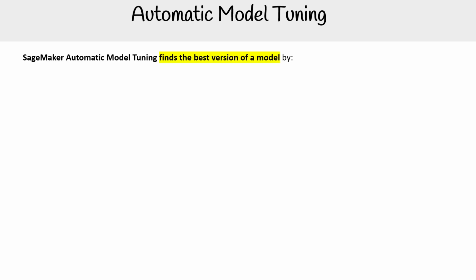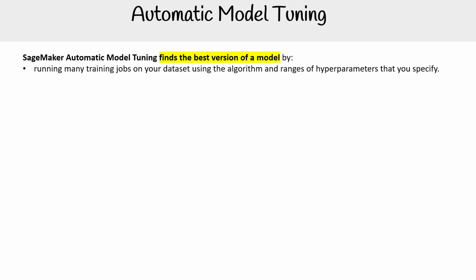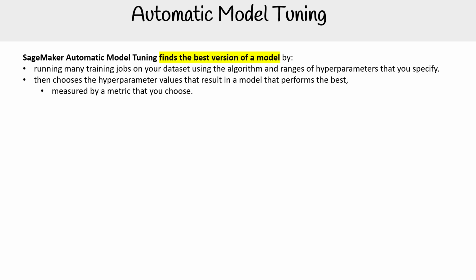So SageMaker Automatic Model Tuning finds the best version of a model by running many training jobs on a dataset using the algorithm and ranges of hyperparameters that you specify. Then it chooses hyperparameter values that result in a model that performs the best, as measured by a metric that you choose. SageMaker Automatic Model Tuning is also known as hyperparameter tuning. It's just a type of fine tuning.